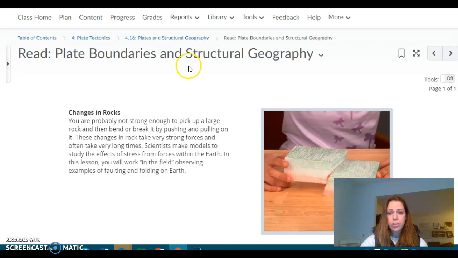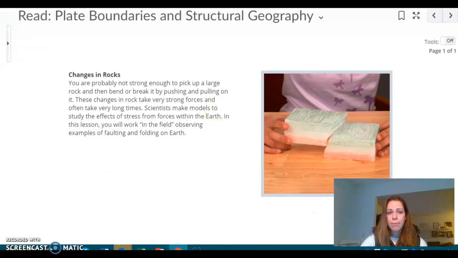So before we get to the worksheet, let's review a little bit about rocks. And we know that these plates on the surface of the Earth are constantly shifting and constantly moving. And we have three different types of plate boundaries. So let's take a look at those on the next page.